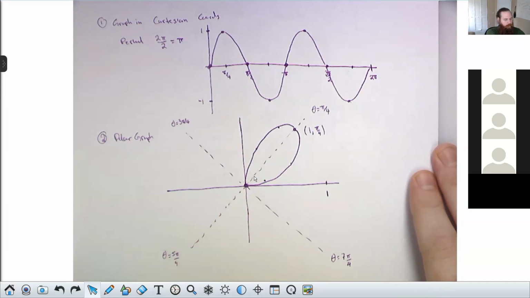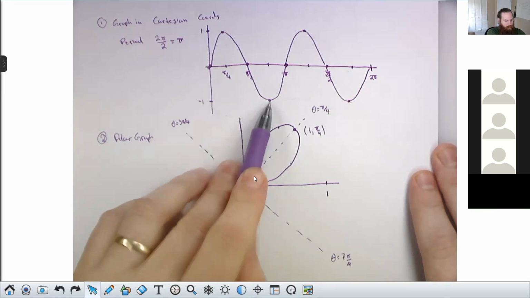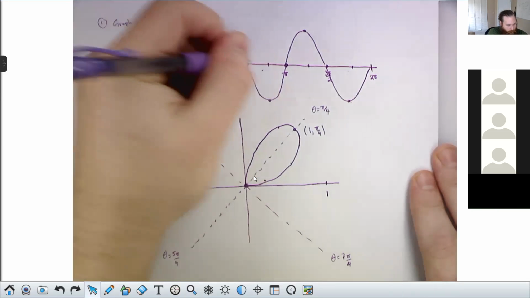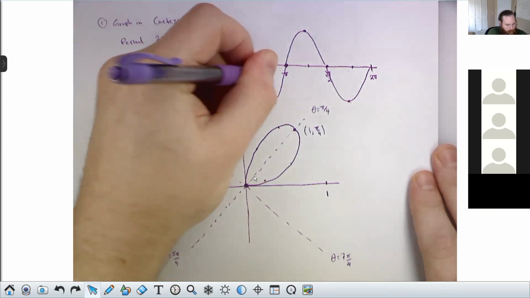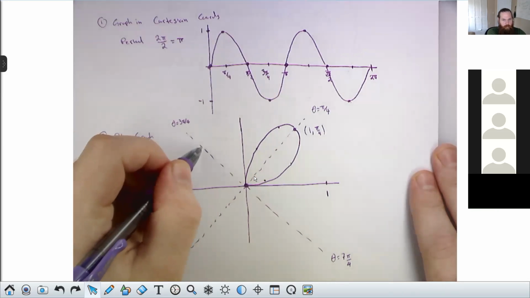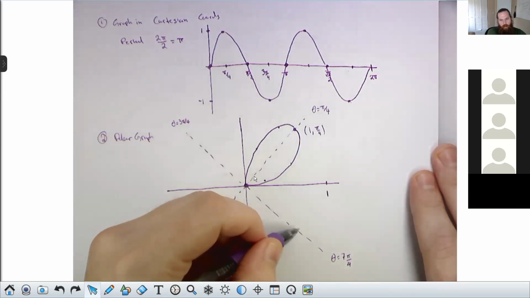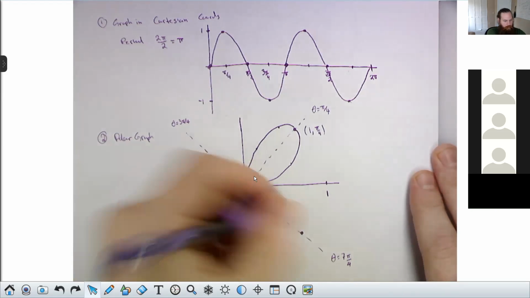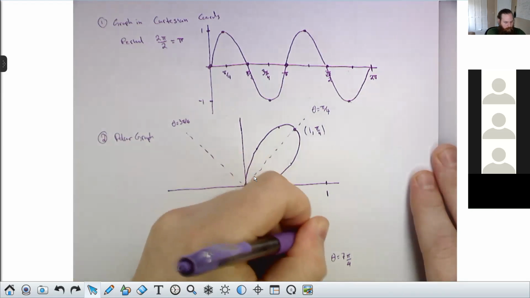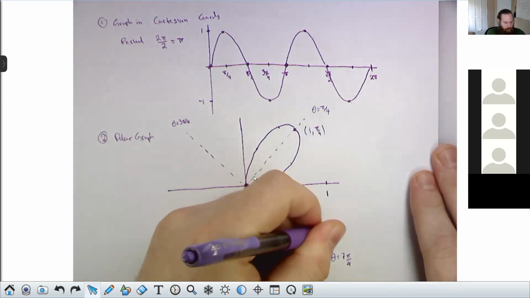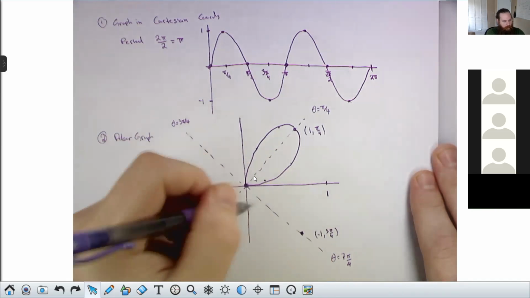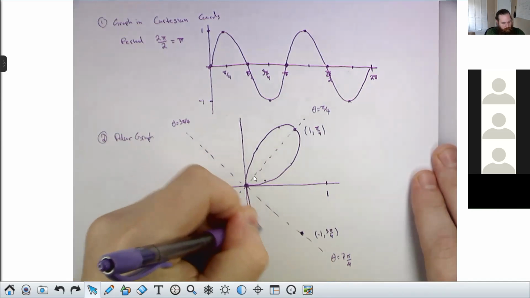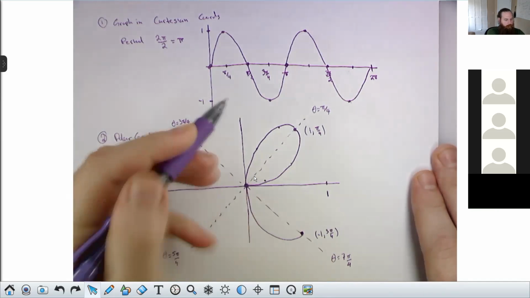It can help to plot a few points. So one of the points I know for sure is going to be on the graph is theta equals 3 pi over 4, but r is -1. So that's going to be over here. I have this point, -1, 3 pi over 4. And the shape is going to be similar to the one we just drew.